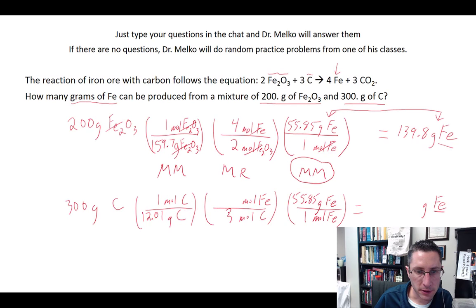Then it's a matter of just setting up the necessary molar ratio and the 12.01 grams per mole of carbon. And calculating out the 1,860 grams of iron.